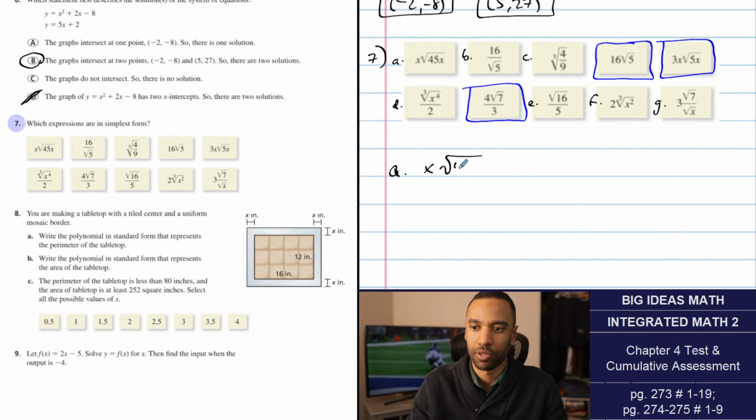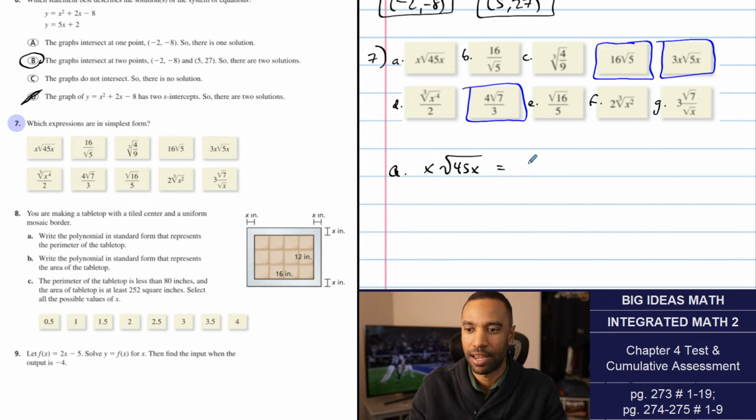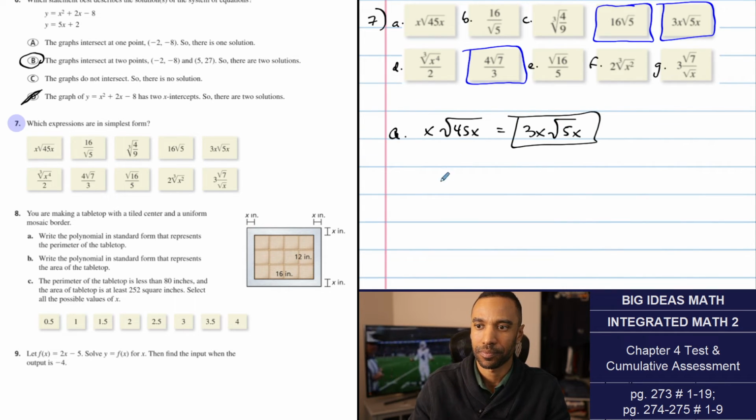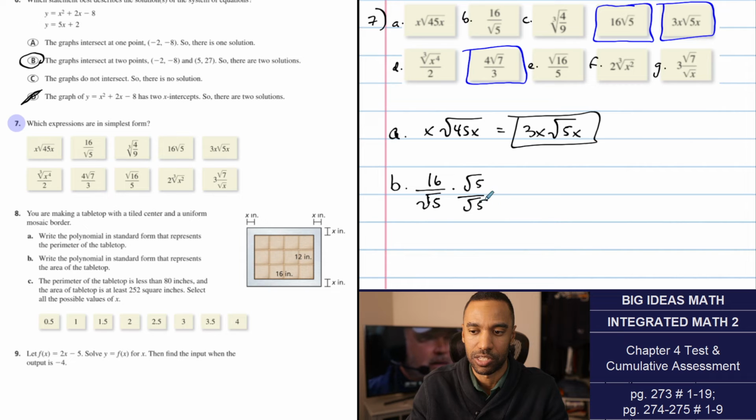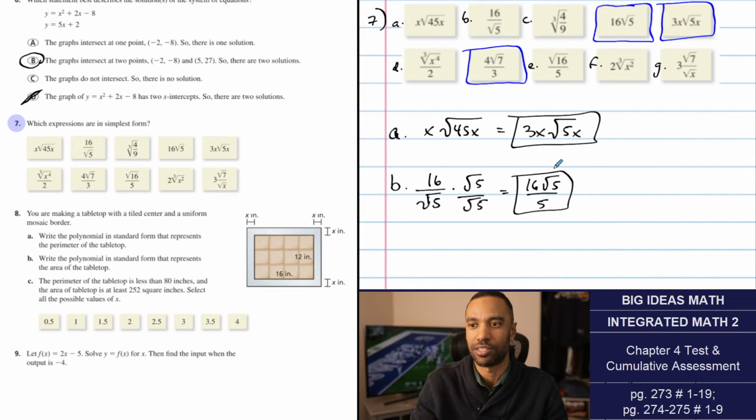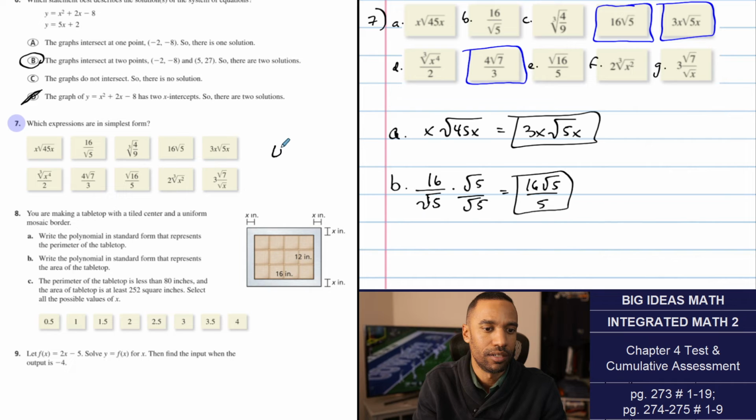A. It's not in simplest form because 45 has a perfect square factor of 9. You factor 9 out of there. The square root of 9 is 3, and 5 remains inside. Boom, there's A. B. You have an irrational denominator. We must rationalize the denominator. I forgot to keep writing what sections these things were out of. I might have to go back and do that. So you get 16 root 5 all over 5. Now it's rationalized. This would probably be out of section 4.1.